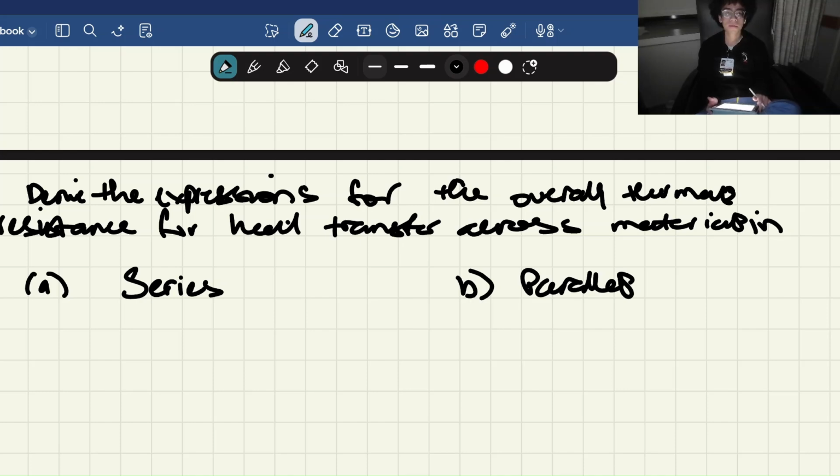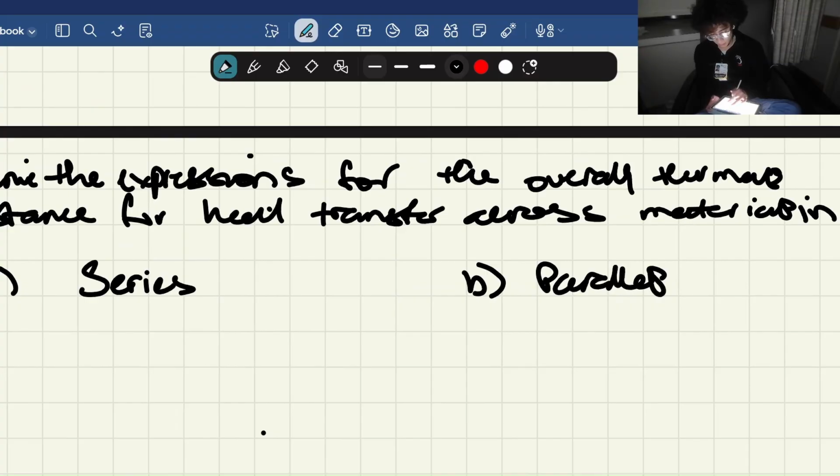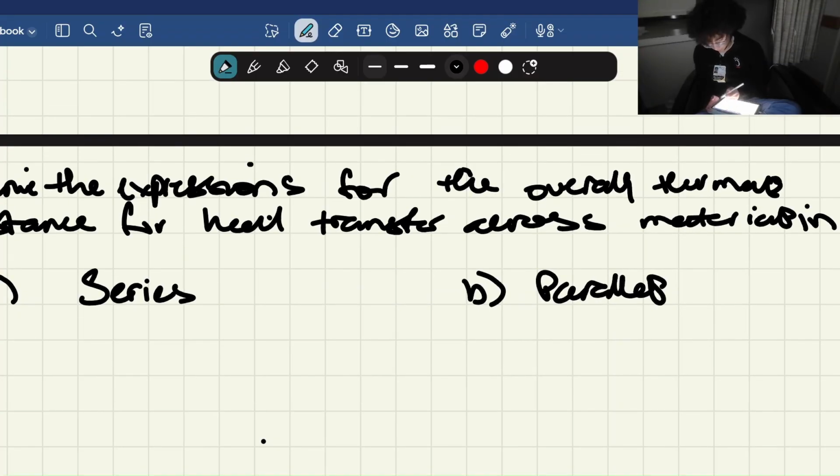Hi guys. In homework one part C, we talked about thermal resistance, and today we're gonna dive deeper into the difference between series and parallel resistance and how to derive their expressions. So first, we're gonna differentiate series pathway and parallel pathway.